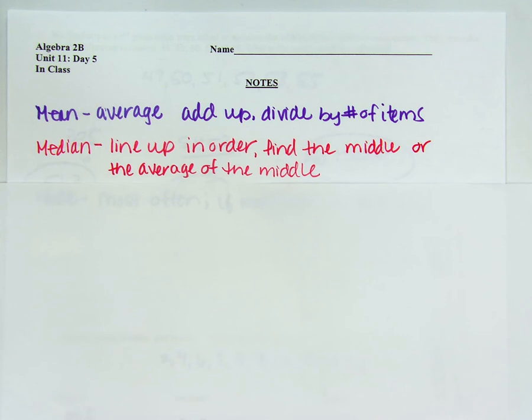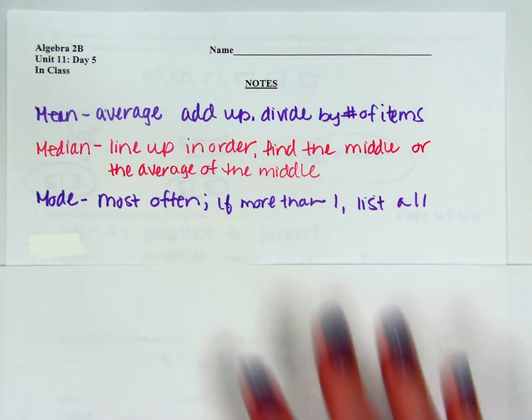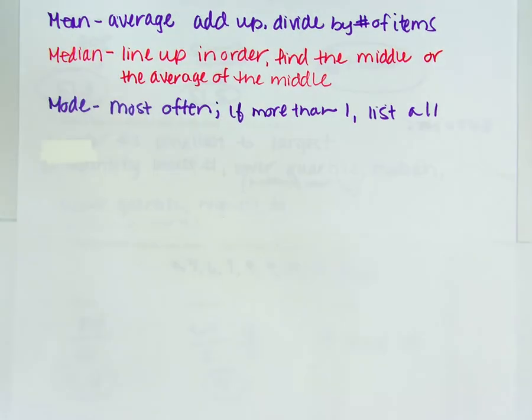We have our median. We're going to line up all of our numbers in order, smallest to largest, and then we're going to find the middle, or if there is not an exact middle, we're going to take an average of the two middle numbers. And last is mode. Mode is the number that appears the most often. So if there's more than one number that appears more than once, we're going to list all of them if they appear the same amount. So go ahead and copy those down, and let's just dive right in.